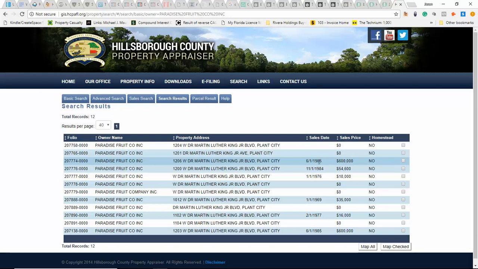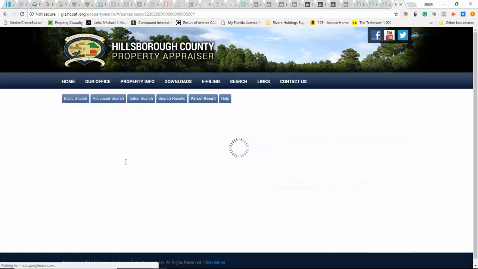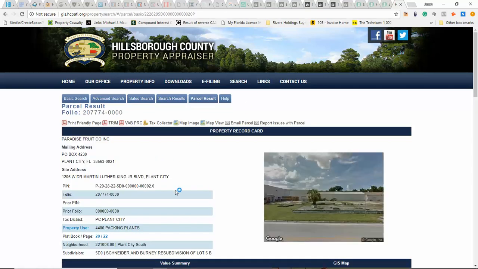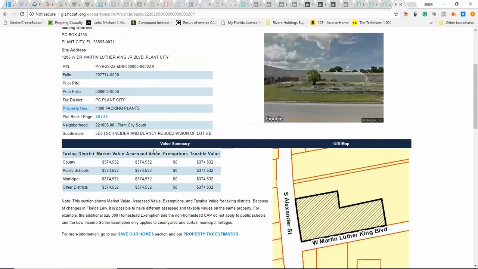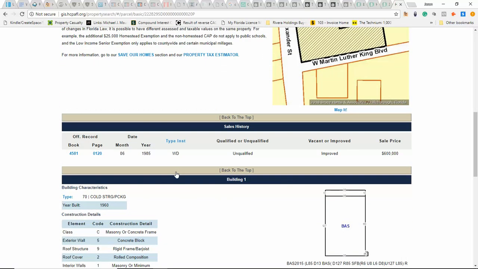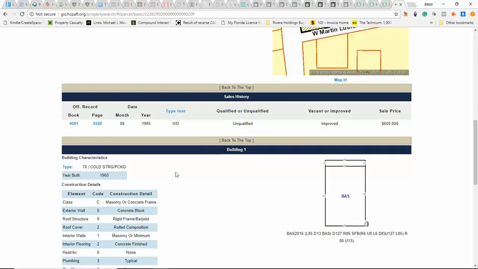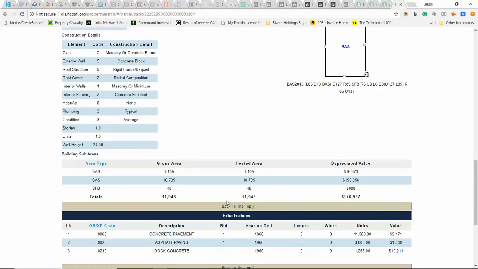Compare that to, this was bought in '85, so more than 30 years ago, this was bought. So obviously this piece of land has appreciated substantially. And you can actually click on it to see what it is. Packing plants, you get a ton of information. Taxable value is not really important. Sales price.